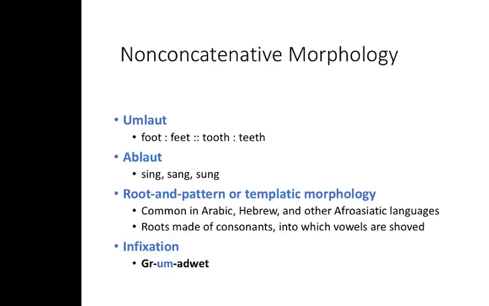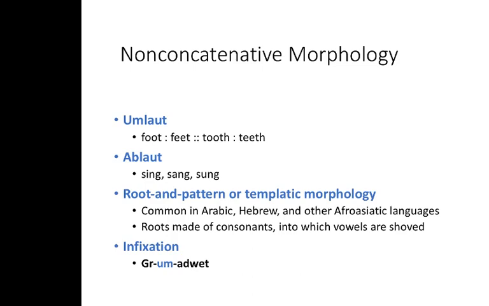But there are also ways of doing morphology that don't involve concatenating stuff. I mean, infixation doesn't involve concatenating stuff, but there are things like umlaut, which we have in English. So you have foot is to feet, as tooth is to teeth, as dog is to dogs. So you're forming the plural by changing the vowel. So that's kind of umlaut. We also have a kind of vowel changing morphology called ablaut. Not in very many verbs, but in some you have things like sing, sang, and sung, where you form the different inflectional categories of the verb by changing the vowel.